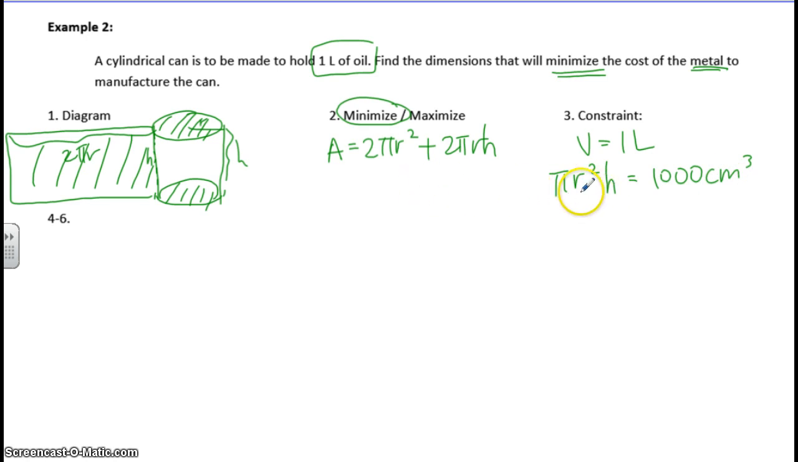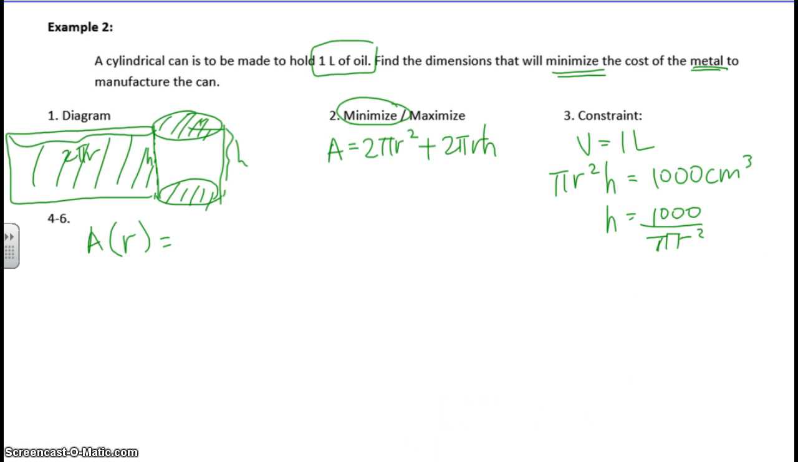So now you're going to do the same thing. You're going to finish this problem by finding A in terms of one variable. And I would recommend you actually find it in terms of r. So I'm going to solve for h here and plug it in here. You're going to find the area in terms of r, and you're going to find the minimum value, the minimum area here. Okay, and we will go over those answers tomorrow in class.